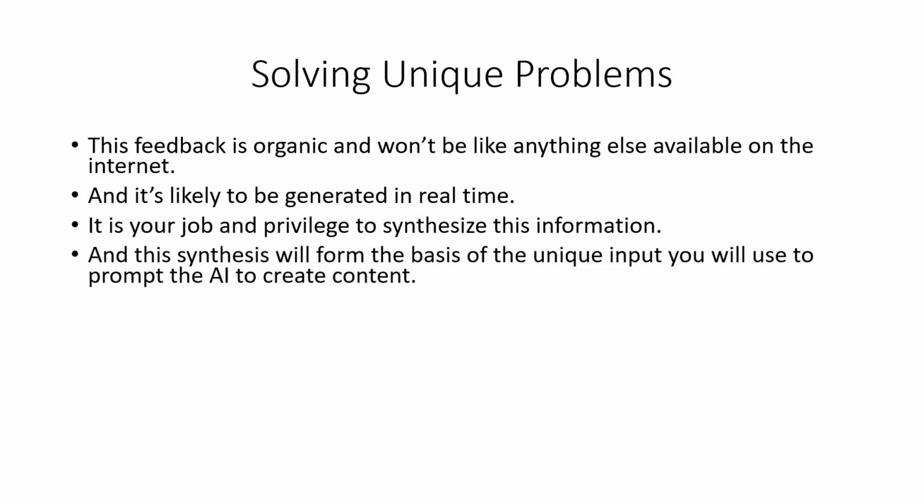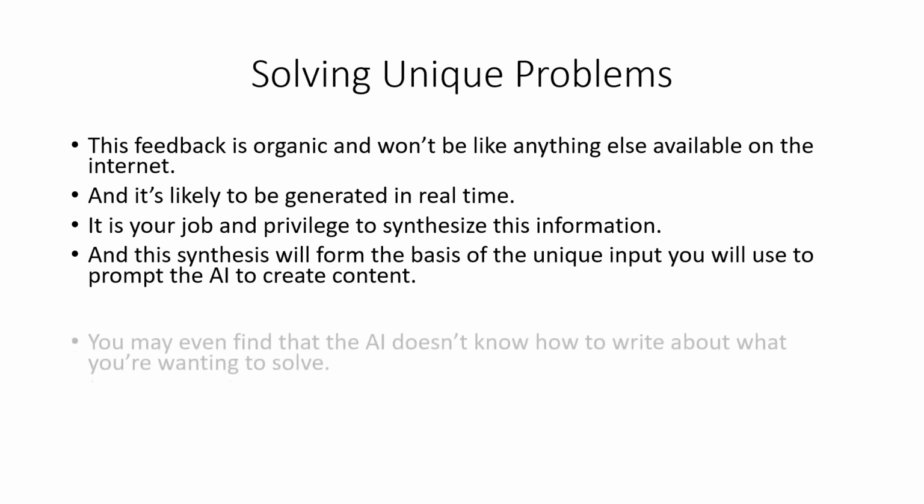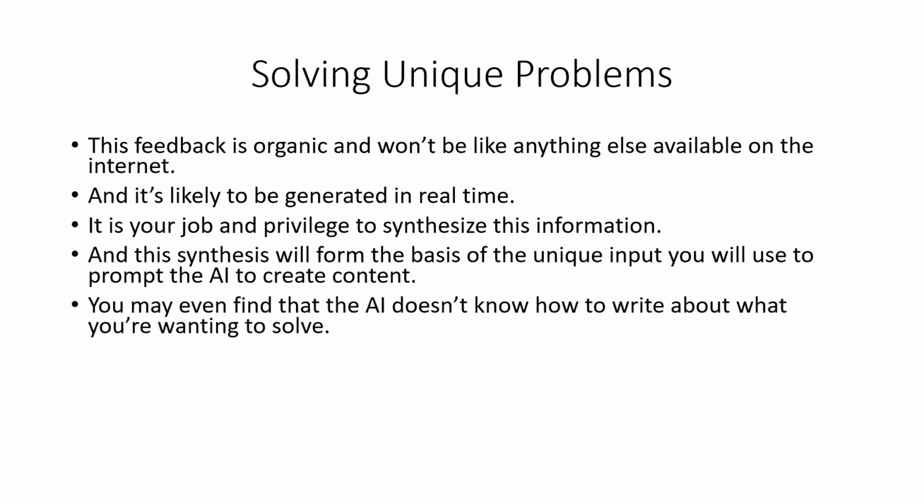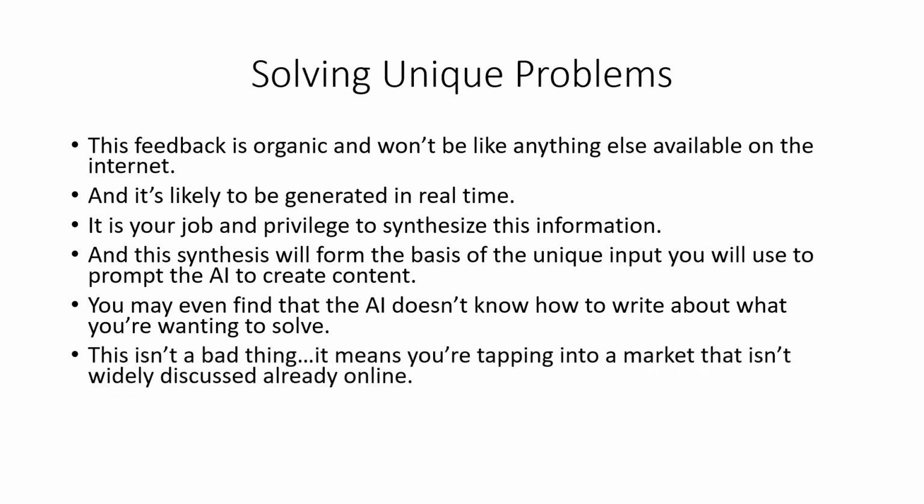All of this unique synthesis that you're going to be doing from the feedback you're getting while people are following you, that's what you're going to use inside of the prompts for your AI platform. And what you're going to find is that the AI may not even know how to write about it. That's going to happen often when you've got something unique that you're trying to solve. When that happens, it's not a bad thing. It doesn't mean that because the AI doesn't quite know how to write something, you can't use it in a product. What it basically means is that you're probably tapping into some element of the market that hasn't been discussed yet. That's all that means.